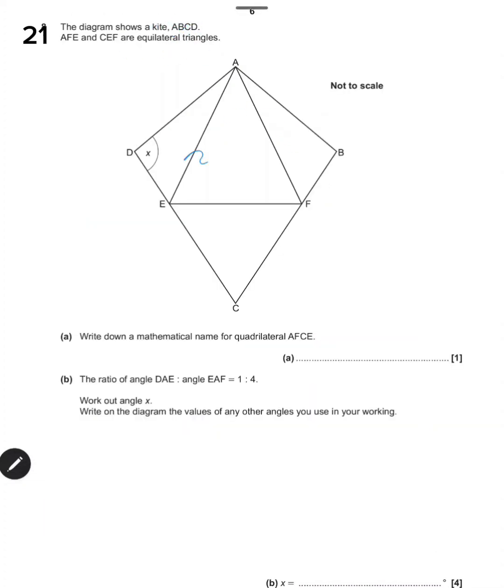And what we've got is some information about a diagram, and what we're told is AFE, so A to F to E, and CEF are equilateral triangles, and what that means is all of those sides are the same length. And then it says, what's the mathematical name for AFCE? AFCE, well, that's a 4-sided shape where all the sides are the same. That's a rhombus. It's not a square, it's a pushed over square.